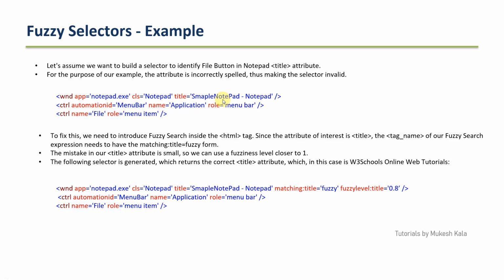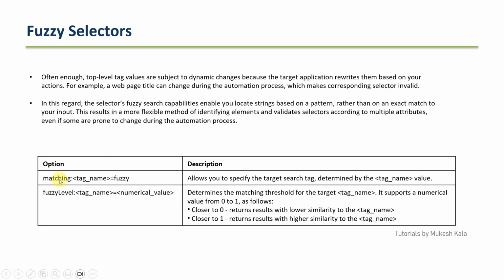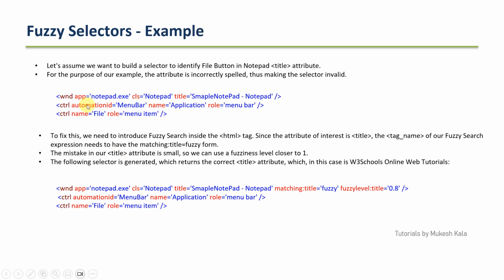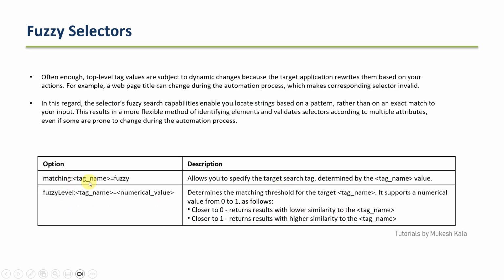This is a selector which it's not able to find, right? And I told you guys that we have to remember two attributes. One was matching and one is the fuzzy level, right? Now, the other two lines, the control automation ID and the control file name, there is no change here. The only change is in the notepad title, right? So if I ask you guys, which is the attribute which is having a problem, the problematic attribute is the title. So I just put here matching, right?